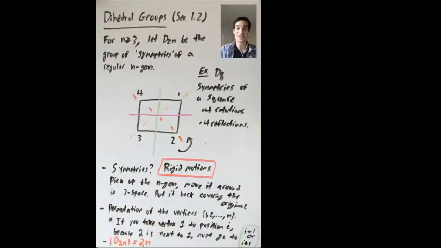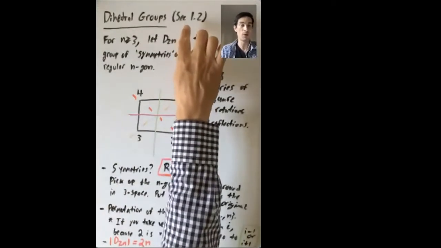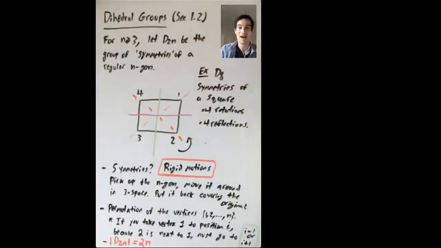I'd like to start this video by giving another key example that's going to come up again and again throughout 206A. And that is the example of dihedral groups. So these are the focus of section 1.2 in Dummit and Foote. And that section is going to go through what I'm going to say in a little more detail. So please read that. So what is a dihedral group?